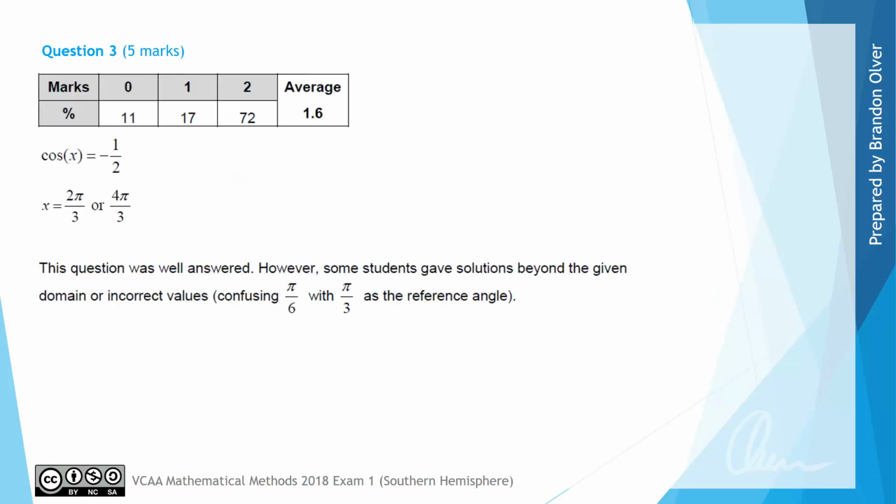From the examiner's report we can see that 72% of students got full marks for this, and that the examiner goes on to say that this question was well answered. However, some students gave solutions beyond the given domain, or incorrect values, often confusing pi on 6 with pi on 3 as the required reference angle.